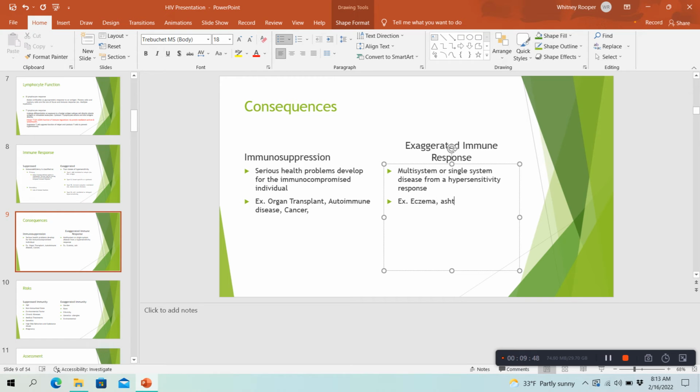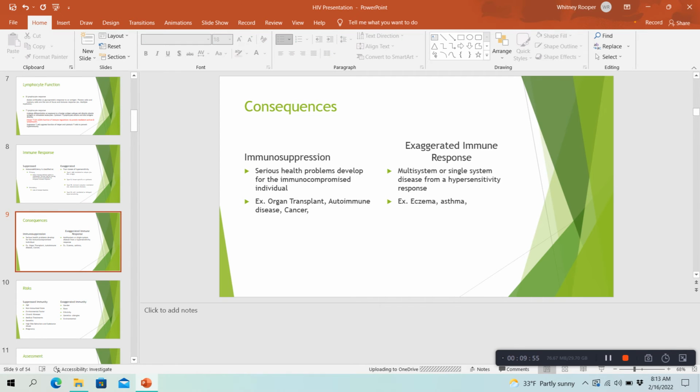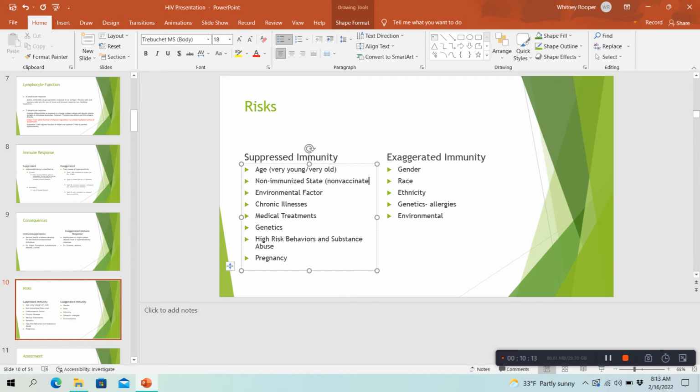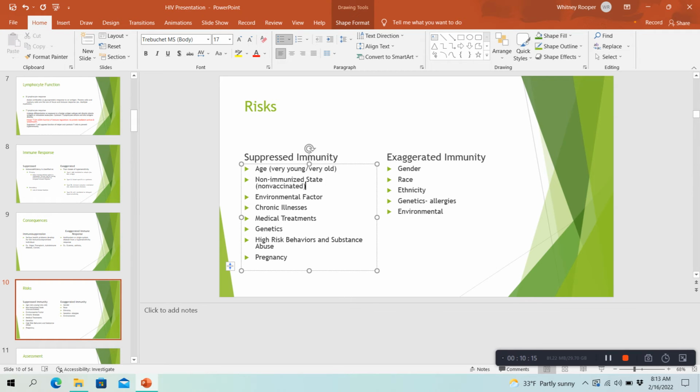Risk. So who has suppressed immunity? Like ages: older and very young. So the very young, the very old. In between, we seem to be okay unless there are other underlying issues, but really, very young and very old. Non-immunized states, so maybe those that don't really have the vaccines. Environmental factors may have a play in this.